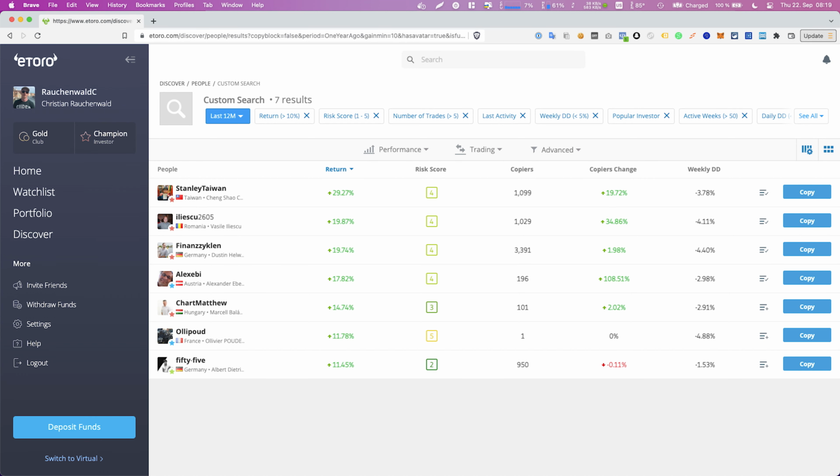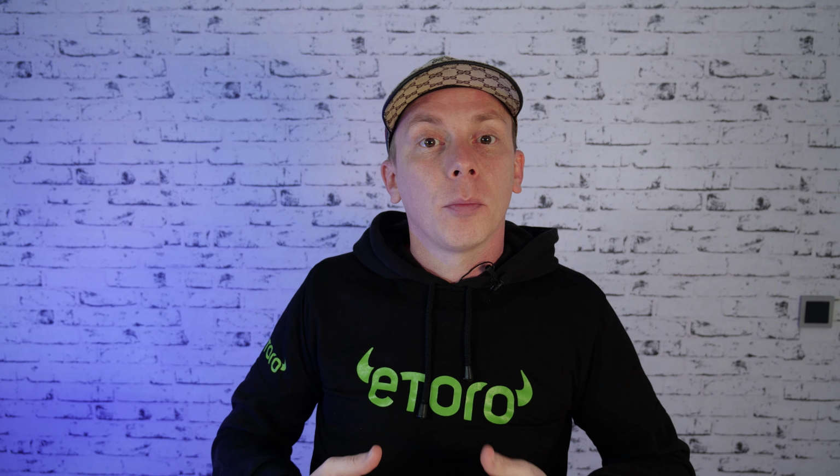For that purpose, I already set up some filters to narrow down the list to only 7 potential popular investors to copy. And among those 7, we can see the ones on spot 2 and 3 show roughly the same metrics with around 20% return over the last 12 months, a risk score of around 4 and a weekly drawdown of around 4%, making it hard to select the best among those two to copy. To objectively compare those two real quick and decide on the best fit, we now simply open up both portfolios next to each other and compare a few of the data points available to us there.